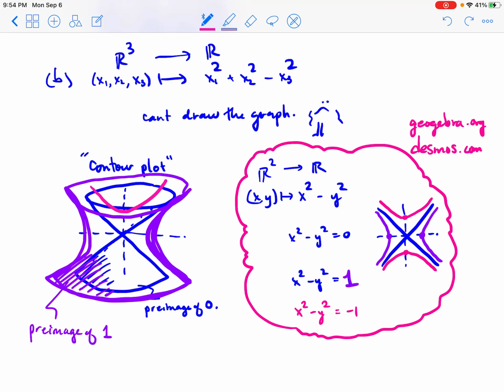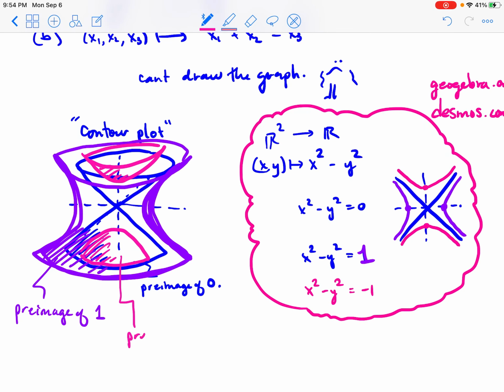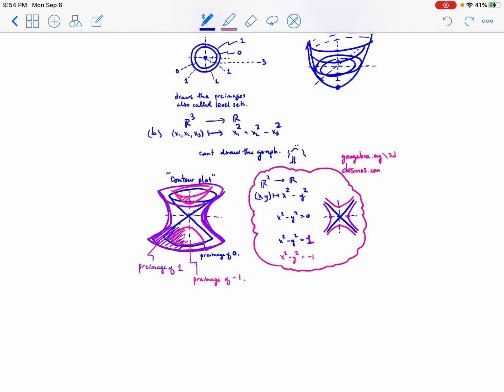And now in pink we did the preimage of -1. And what you should check is that the answer has 2 pieces. There's a piece up here and a piece down here. And so this is called a hyperboloid of 2 sheets. And you should absolutely go to GeoGebra.org/3D and see if you can get a sense of these preimages of -1. So this is the contour plot. This is the answer.